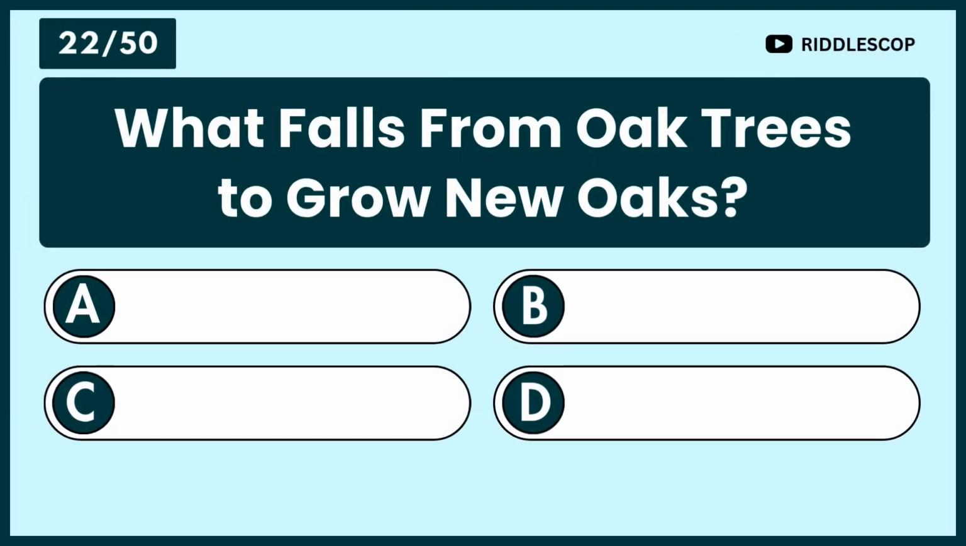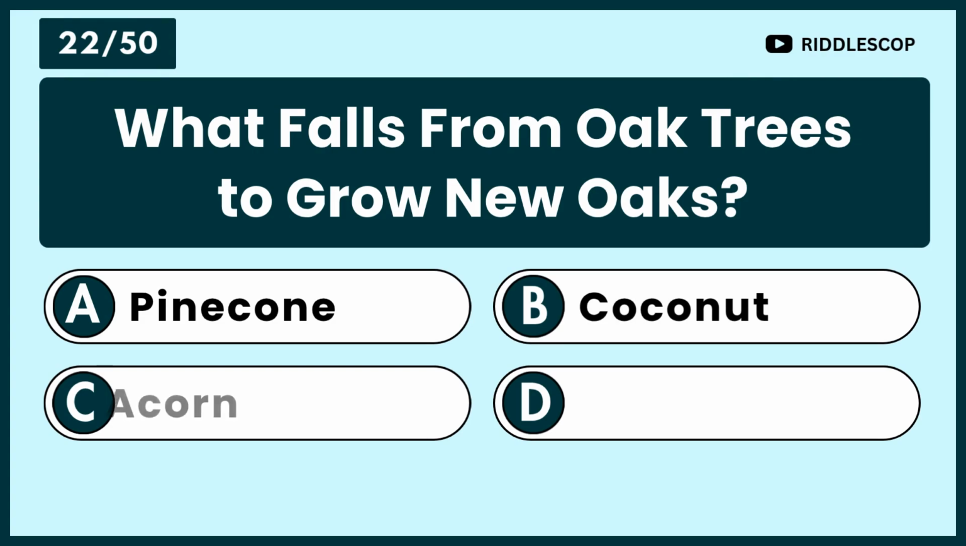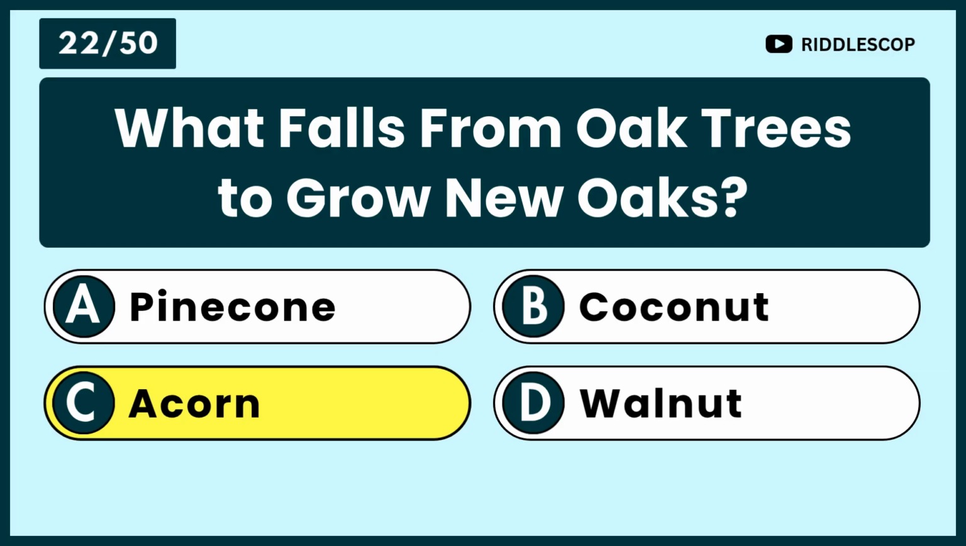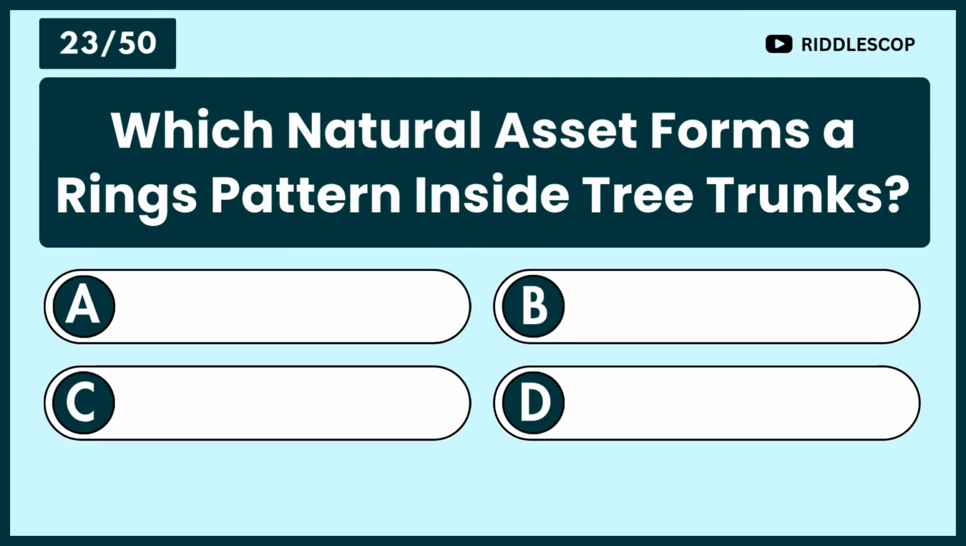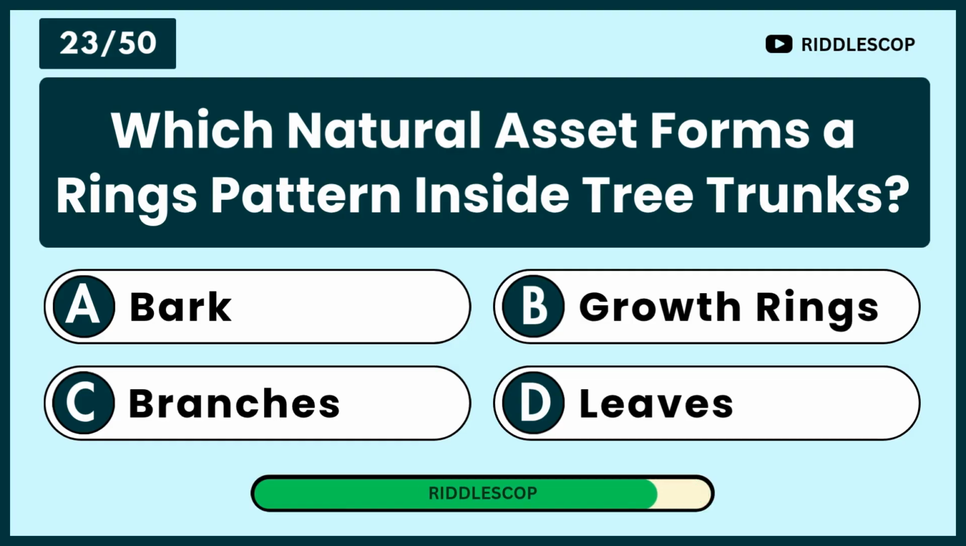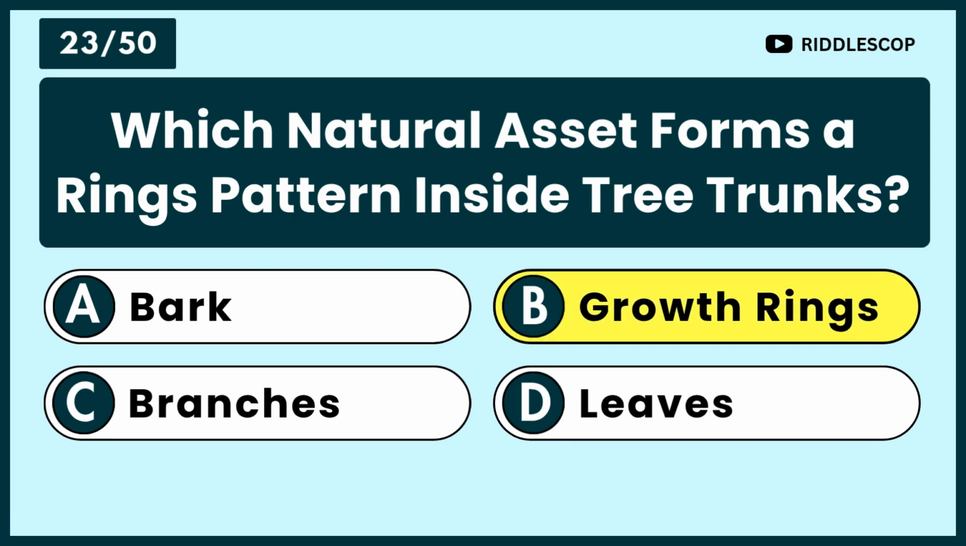What falls from oak trees to grow new oaks? Option C. Acorn. Which natural asset forms a rings pattern inside tree trunks? Option B. Growth rings.